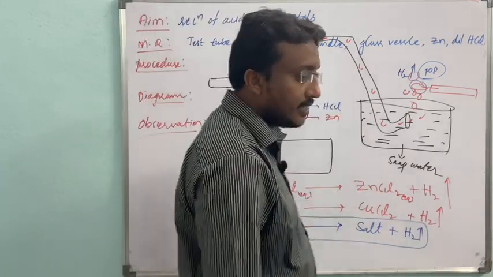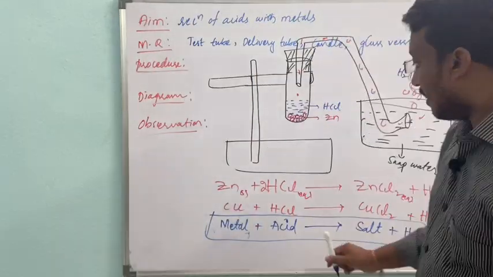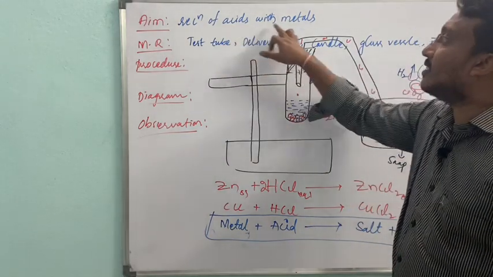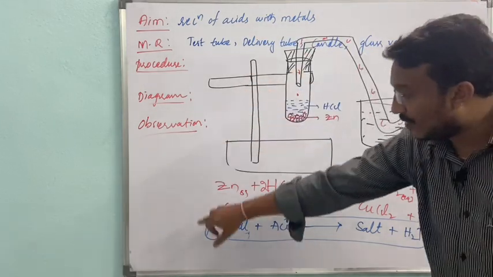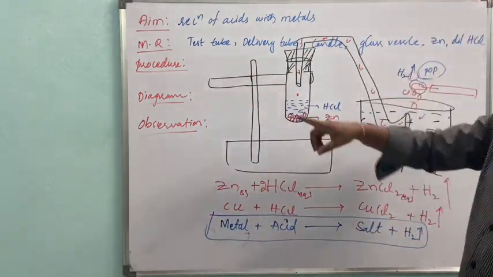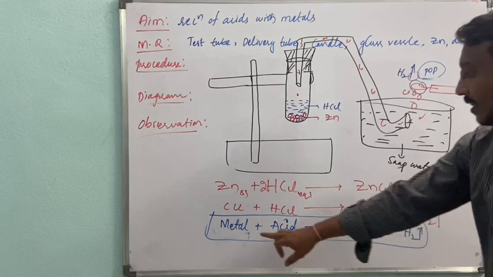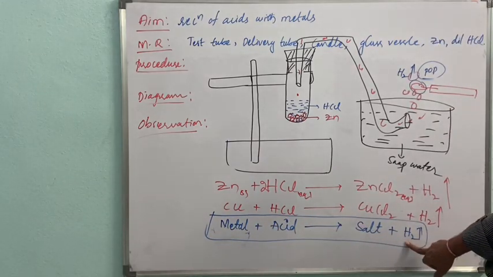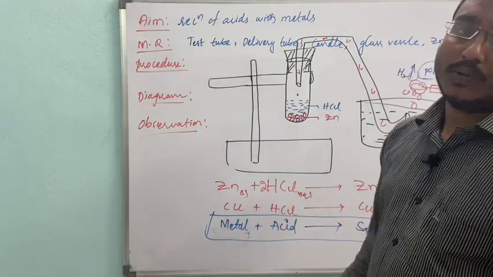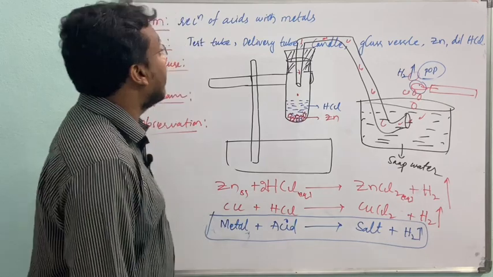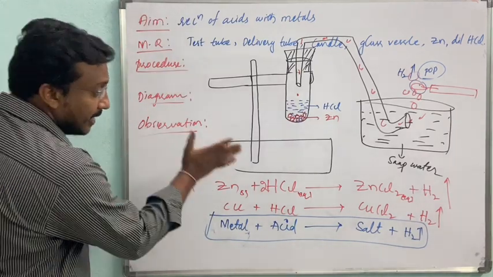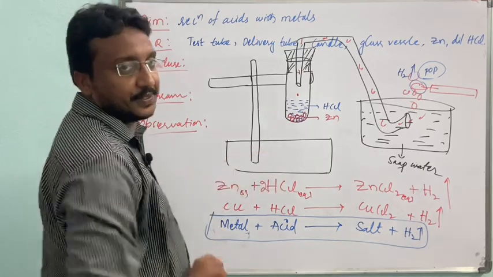Got it? This is the general reaction. Then your final conclusion is the reaction of acids with metal. What we concluded is that when a metal reacts with an acid, it gives the salt and hydrogen. Got it? Then this is our conclusion. Okay. Right. What happens if metals are reacted with bases?